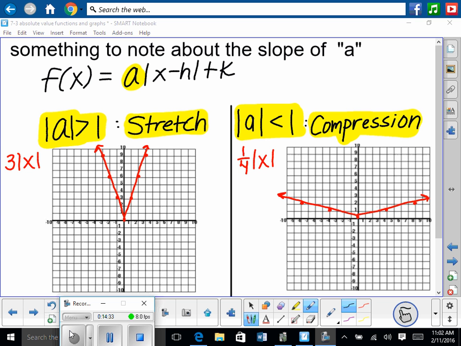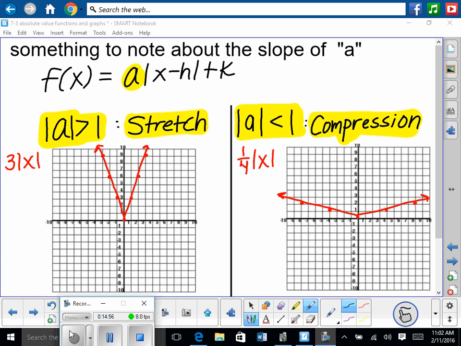Okay, so then, looking at something like this, 1/4 times the absolute value of x. Wouldn't that slope be up 1 over 4? Up 1 over 4. Now, everybody look, do you see how it's compressed? It's kind of smushed. That's because our a value was less than 1. 1/4 is less than 1, so that will compress your graph down. So it just makes sense.